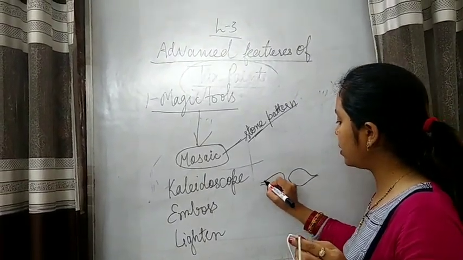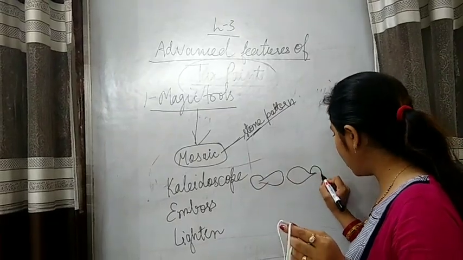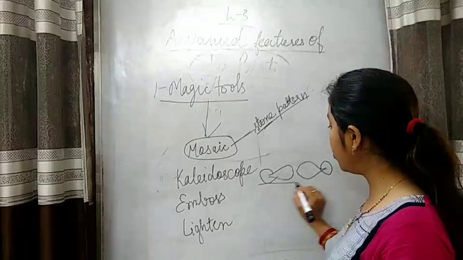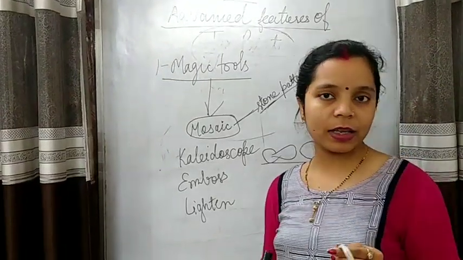If you are drawing this side like this, so this side also it will be drawn like this automatically. So this is known as kaleidoscope effect.